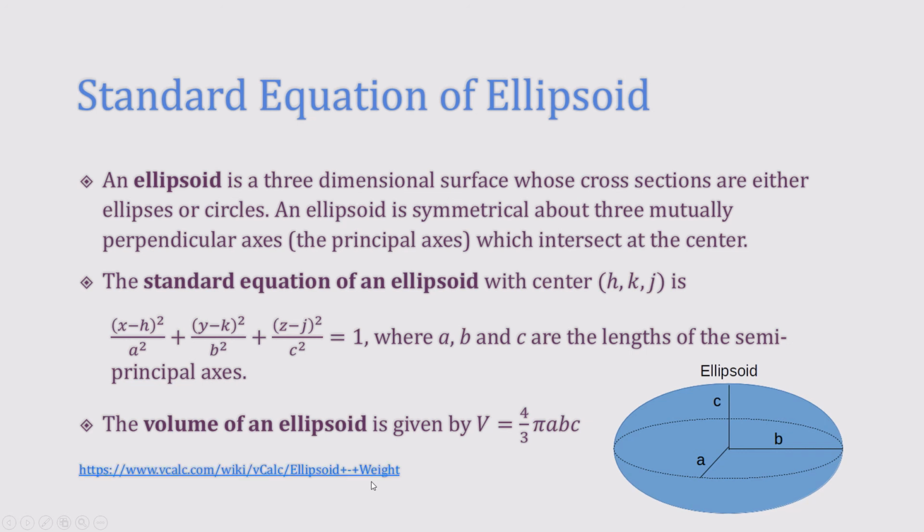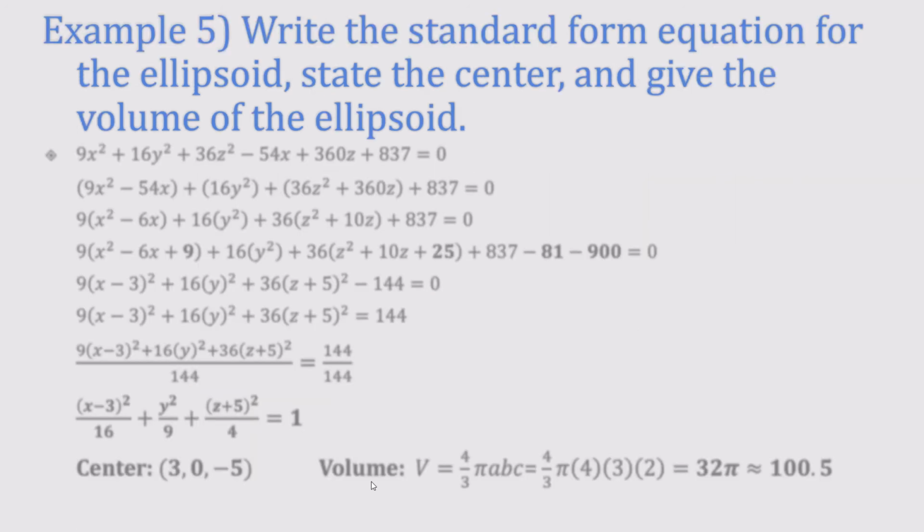All right, example 5, write the standard form equation for the ellipsoid, state the center and give the volume of the ellipsoid. And we're looking at the equation 9x squared plus 16y squared plus 36z squared minus 54x plus 360z plus 837 is equal to 0. Again, we're going to group our x terms, group our y terms, group our z terms.